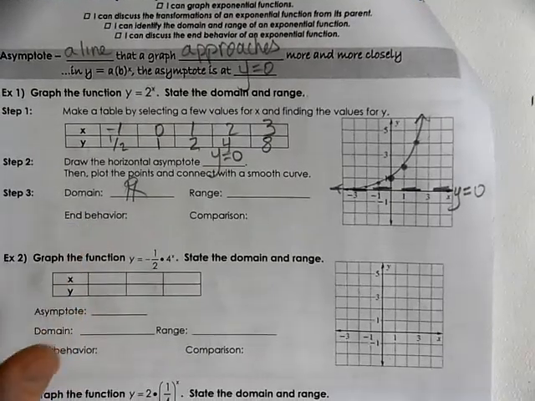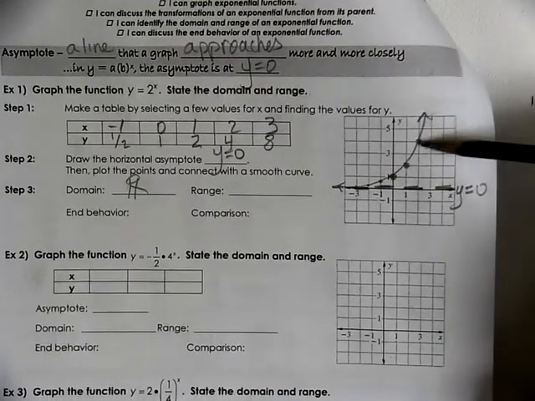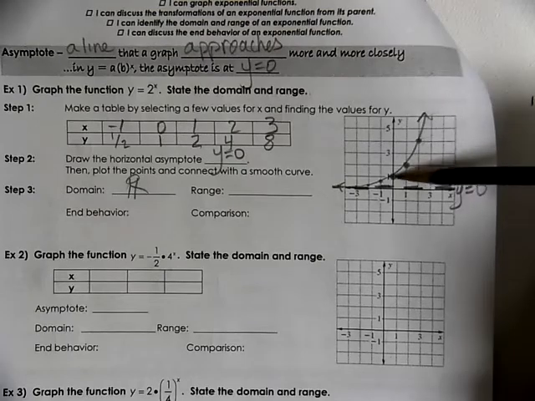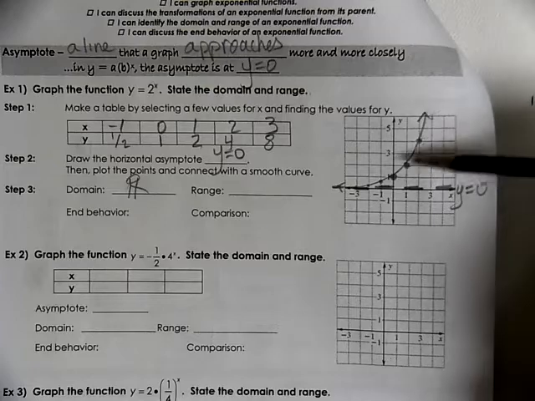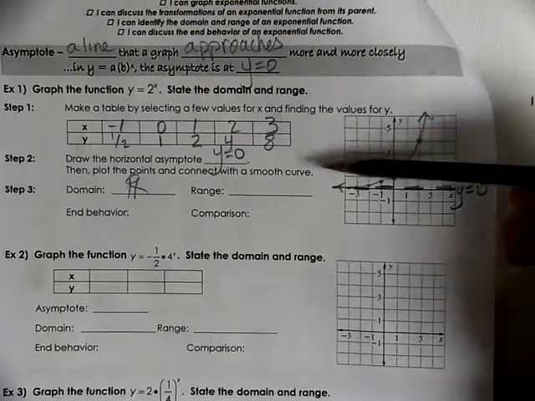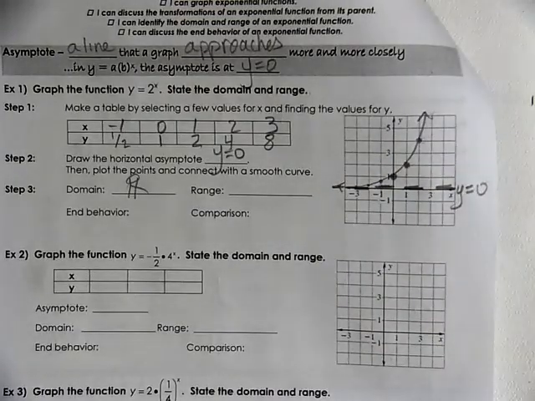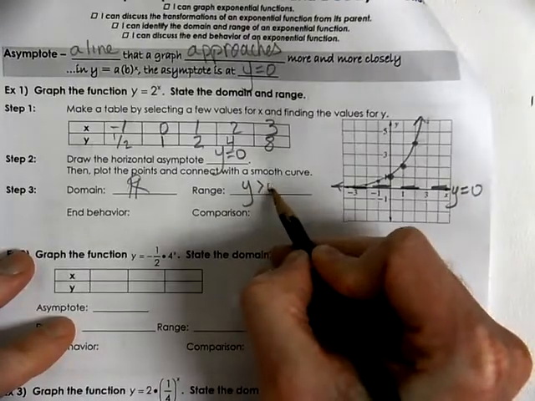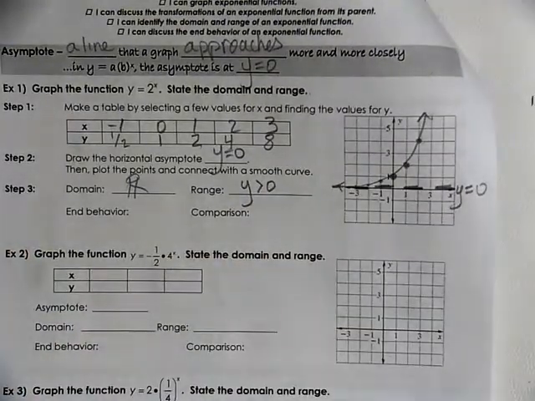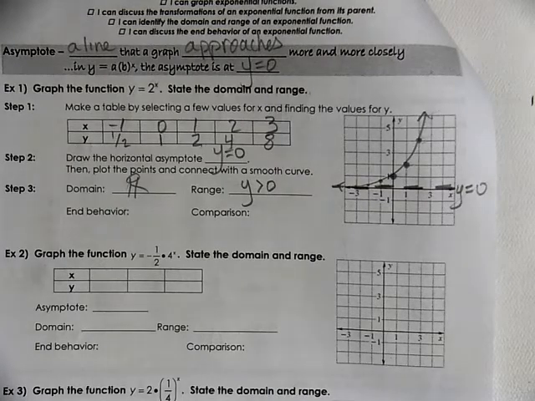What answers can you get? Well, I got the number of 8 way up high. I got the number of 4 and 2 and 1 and a half. I could calculate halves of those all the way down. What answers are possible? What is the range of the function? The y value is going to be greater than 0. It's not going to be equal to 0. You can never touch the x-axis. But it's going to be greater than 0.